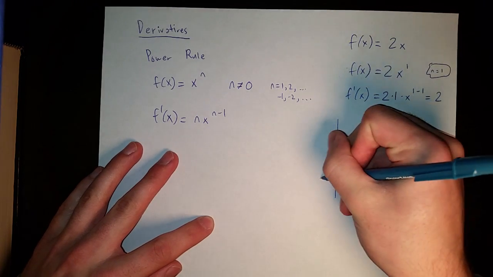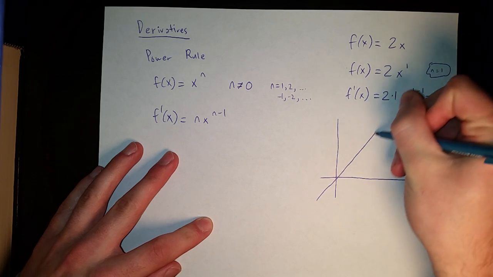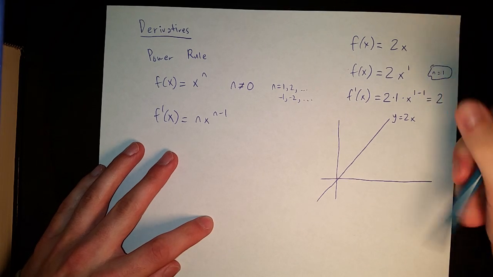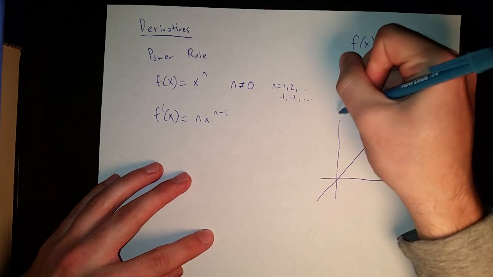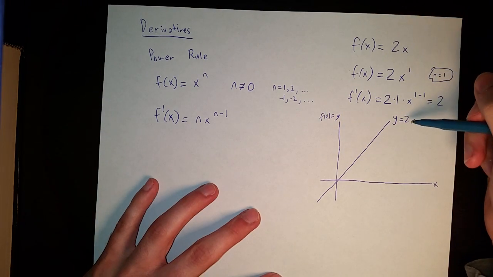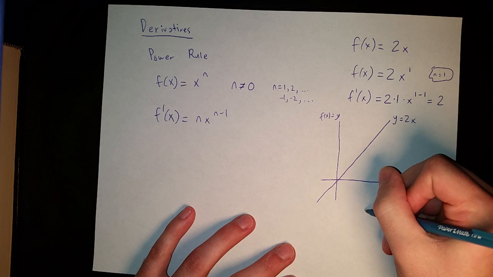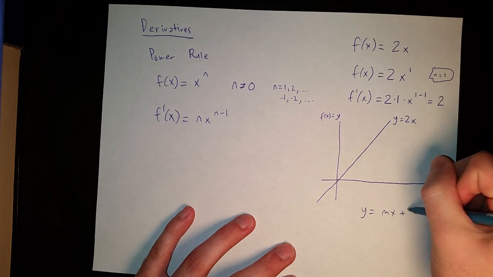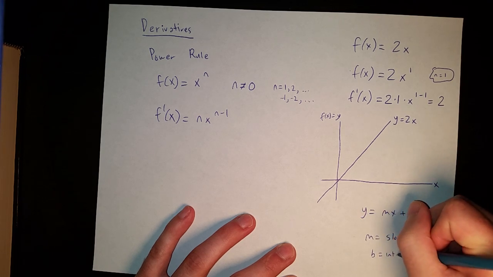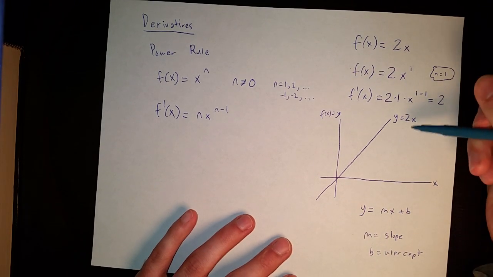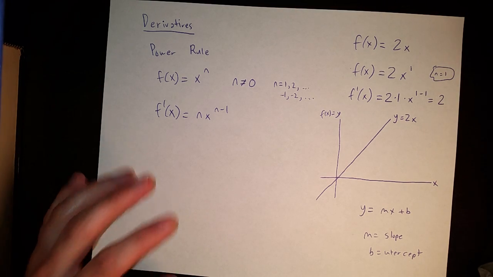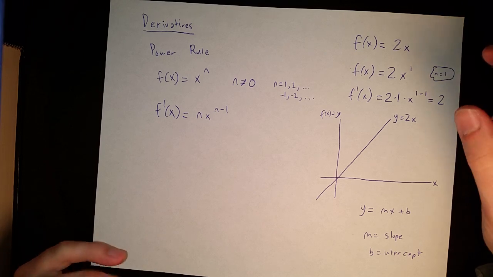So let's look at the picture. So 2x. Here's our line, y equals 2x. F of x equals y. Okay, so from algebra, we know that for a line y equals mx plus b, m is the slope and b is the intercept. Once we get m and b, then we'll know our equation. And the derivative is the slope at any given point.